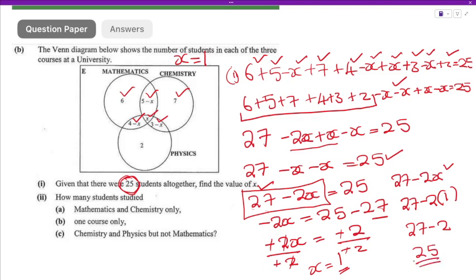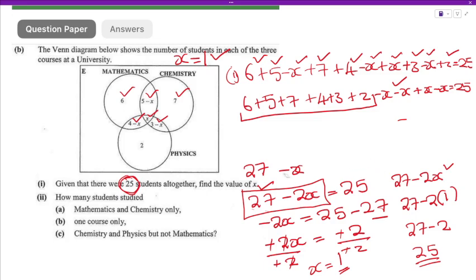At this point, you have earned 2 marks. Okay, you proceed to the next question. As simple as that. So you can see how simple these questions are. Very, very simple questions. All right.